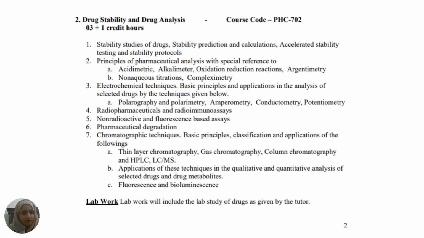fluorescence-based assay, pharmaceutical degradation, chromatographic technique, basic principle, classification and applications of the following: thin layer chromatography, gas chromatography, column chromatography, HPLC, and LCMS. Application of these techniques in the qualitative and quantitative analysis of selected drugs and drug metabolites, fluorescence and bioluminescence. Lab work includes the study of the drugs, which are taught by the tutors or demonstrator. So these are the seven subject topics which are included in drug stability and drug analysis.